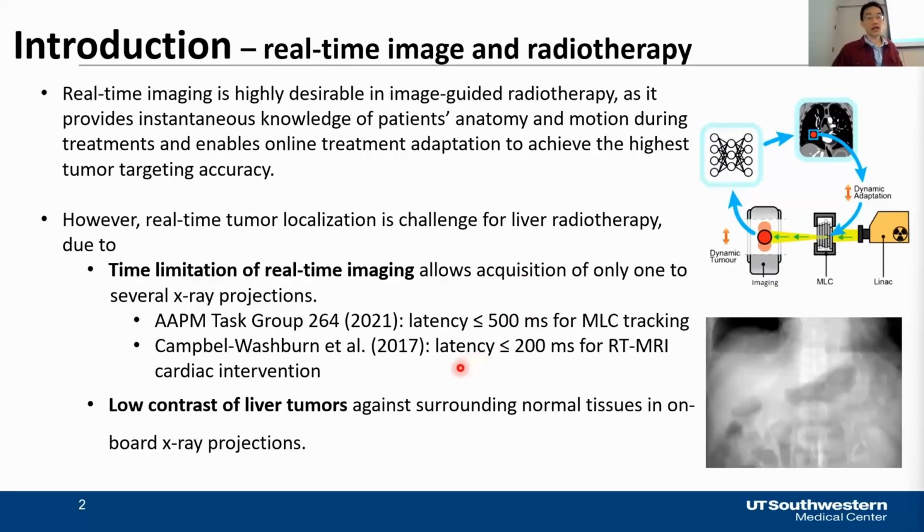The second reason is the low contrast of liver tumors against the surrounding normal tissue in the onboard X-ray projection. Here I show you an example of the onboard X-ray projection. Even if you have X-ray eyes, it would probably still be very difficult to locate where the tumor is. Moreover, because of the time limitation, only one or a few onboard projections can be acquired, and this significantly reduces the amount of information that can be used to locate the liver tumor.